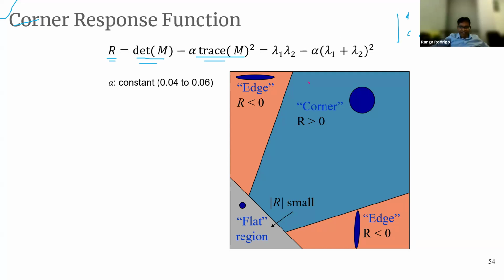It's very easy to compute. Trace means A plus D. So it is very easy to compute this. You don't need to use singular value decomposition or something for that. Alpha's value is 0.04, which they found by experimentation. This is the Harris measure. When the Harris measure's magnitude is small, it's a flat region. When it is less than 0, it's an edge. When it is greater than 0, it's a corner. This is the Harris criterion. Yeah, you have to remember that.